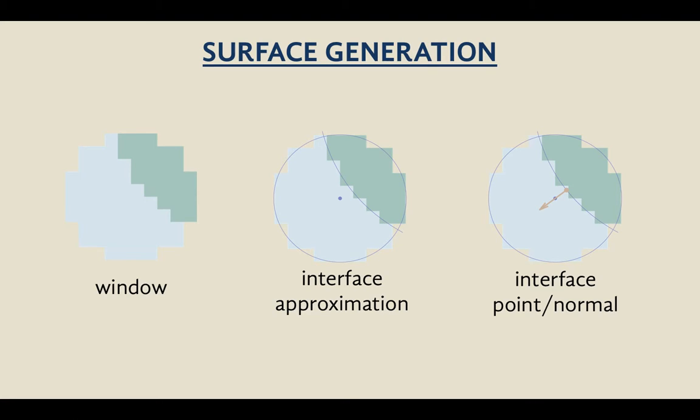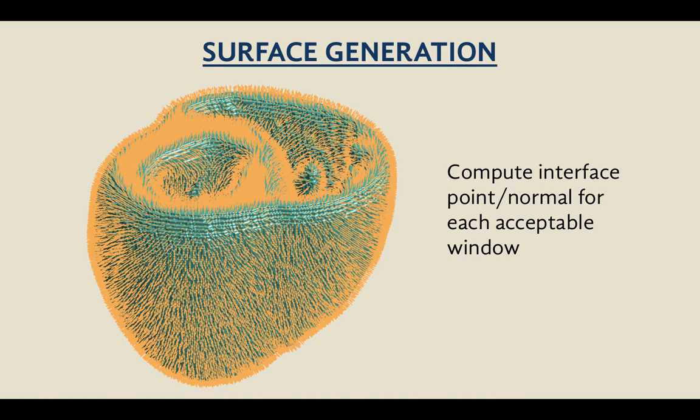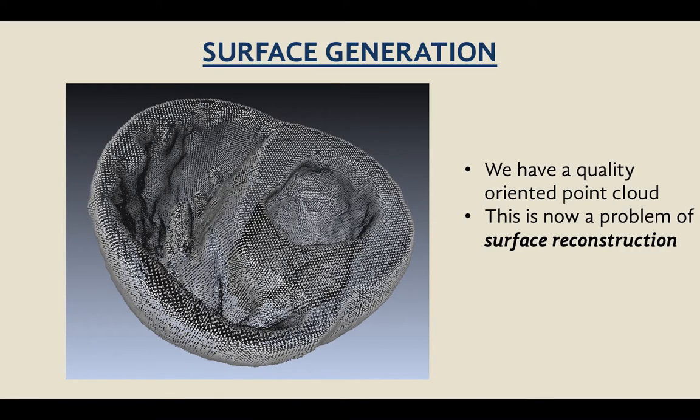So in three dimensions, we have a segmented image. We loop through the image with these windows. We identify the locations of the interface, and we produce an oriented point cloud. This is the same oriented point cloud here from which we want to produce a surface. And this is a well-developed problem known as surface reconstruction. We have an oriented point cloud, sometimes not oriented, but we have a point cloud and we want to produce a surface.